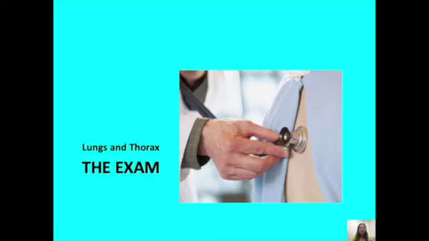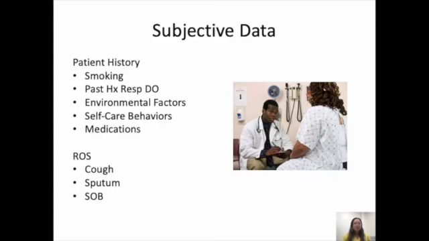Now we're going to move on to the physical exam itself. We're going to start with subjective and then move to the objective history. So first, when we're talking about the subjective, we need to start asking our questions that are focused on this respiratory history, going back to lungs and thorax. This isn't doing the whole health history, just focusing on the patient's breathing and thinking about their history in terms of smoking, if they've had any past history of respiratory disorders, and think about what those might be.